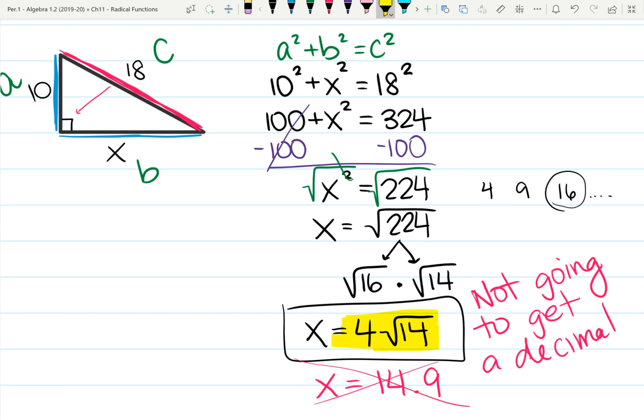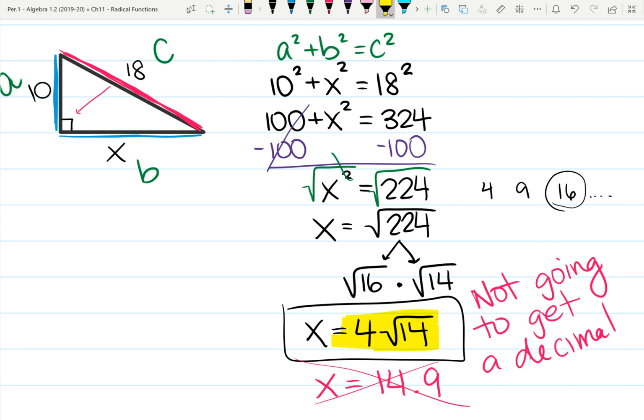And why would I want to do this? Why not do a decimal? Because decimals are rounded. It's not actually 14.9. Wasn't it 14.9 and it had a whole bunch of numbers? When you round, your answers are not accurate because you've cut some things off.